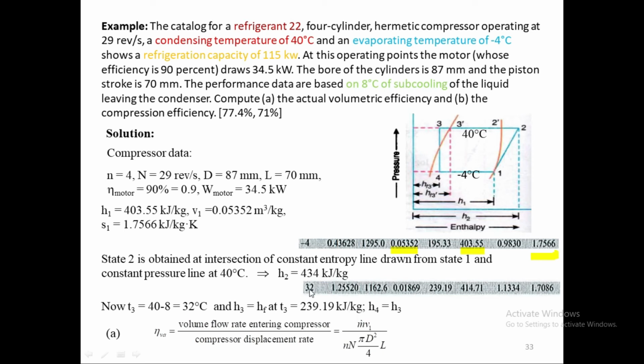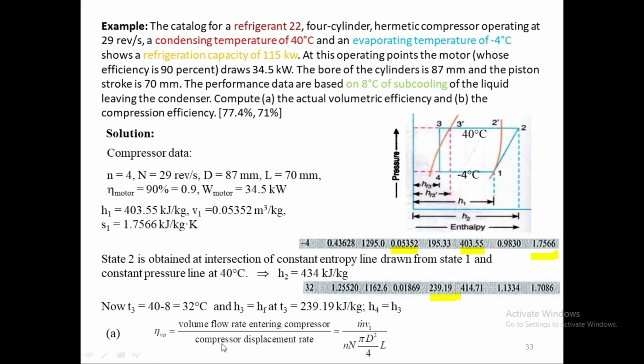And this is 32 degrees after the subcooling. So if we have to find out what is H3, T3 will be 40 minus 8, 32 degrees centigrade, and H3 will be Hf at T3. So Hf at T3, saturated liquid, is 239.19. So that's why I have written this 32 degree table also from there, 239.19. And the H4 will be same. Okay, H4 is equal to H3.